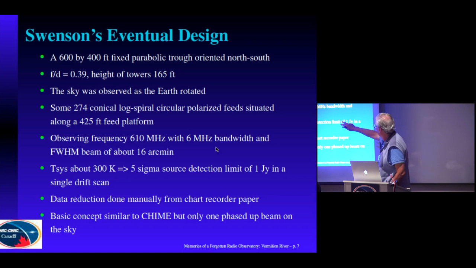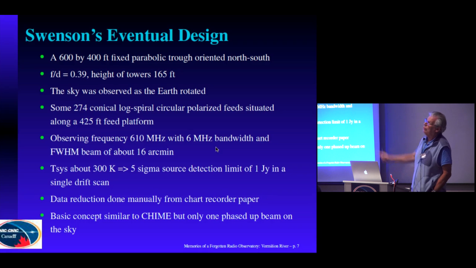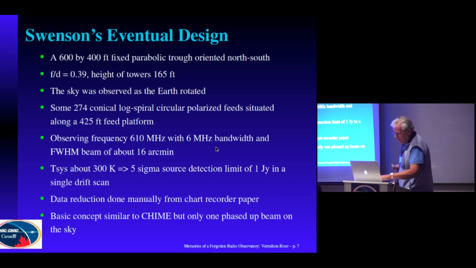I've got it here. Yeah, a 425-foot feed platform. It has 274 conical log spiral circularly polarized antennas, but that platform was sitting up at a height of 165 feet above the ground, so about 45 meters, something like that. So it's quite a long way up.